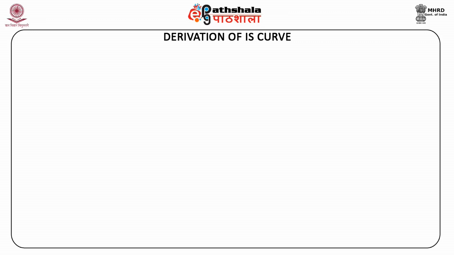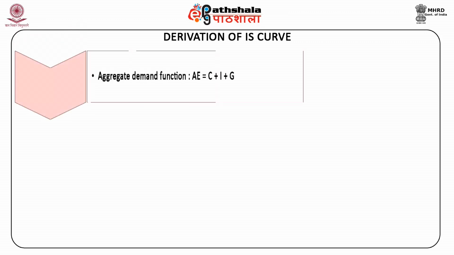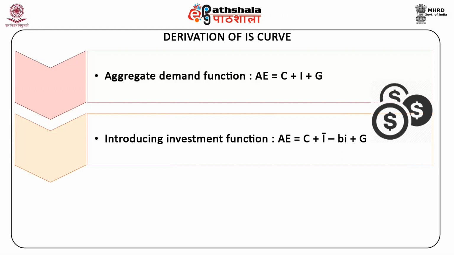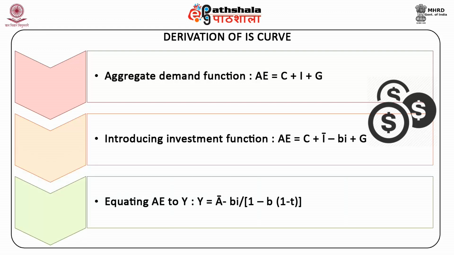Let us now move on to derive the IS curve. In the aggregate demand function, AE is equal to C plus I plus G. When we introduce the investment function, which is a function of interest rate, we get the following: AE is equal to C plus I bar minus bI plus G. Putting in the consumption function and equating AE to Y, we get Y is equal to (A bar minus bI) divided by 1 minus b into (1 minus t).